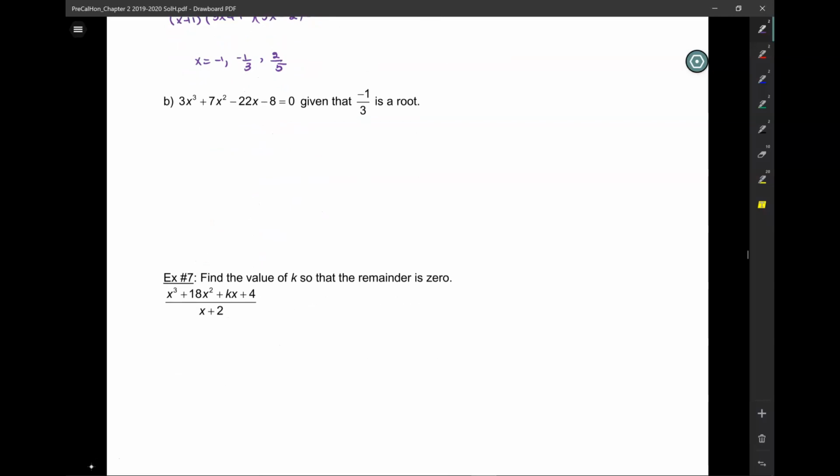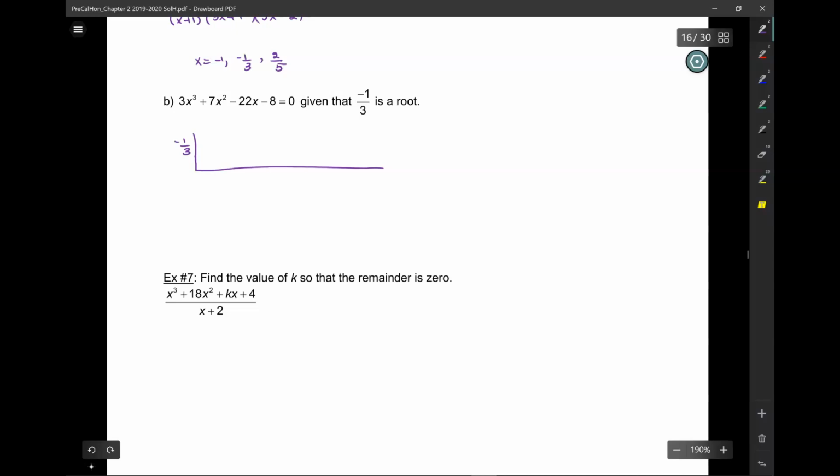Now, negative 1/3 is a root. So, we're going to have negative 1/3 out here. And notice in the first problem, it said negative 1 is a 0. Now it's telling you negative 1/3 is a root. These are interchangeable, and you have to recognize that they're interchangeable.